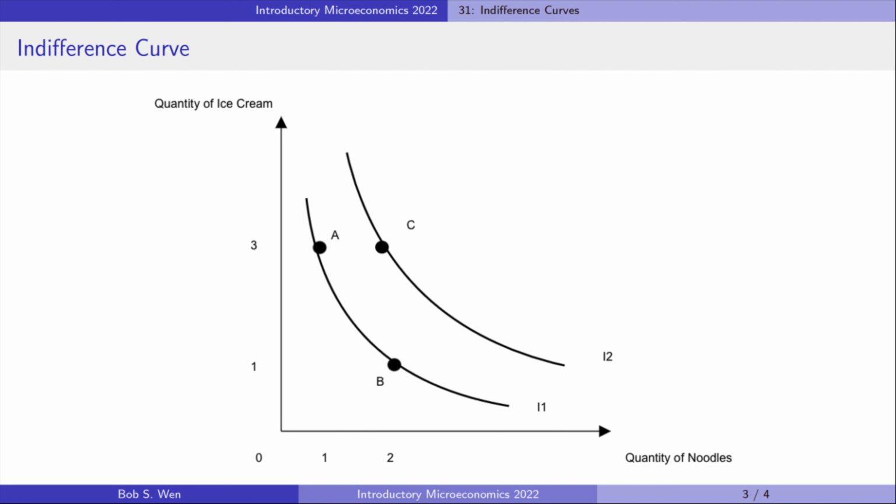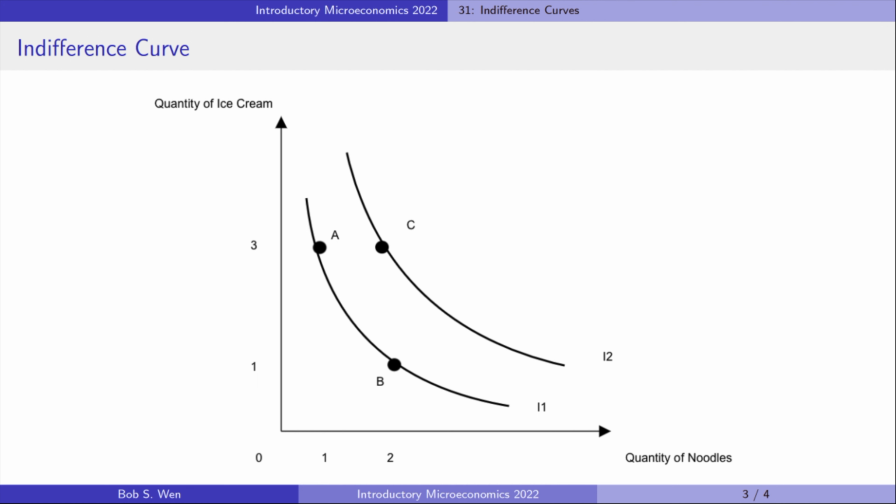Second, a higher indifference curve gives the consumer more satisfaction. The indifference curve I2 represents a higher level of utility than the indifference curve I1. There is an assumption about people's preferences. More is better. Consumers prefer more than less.